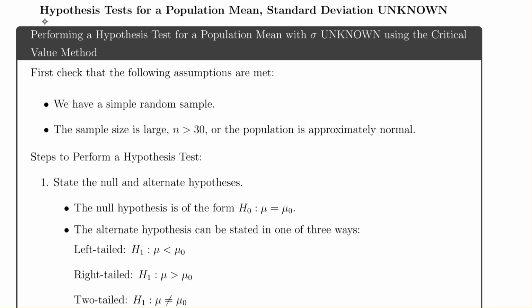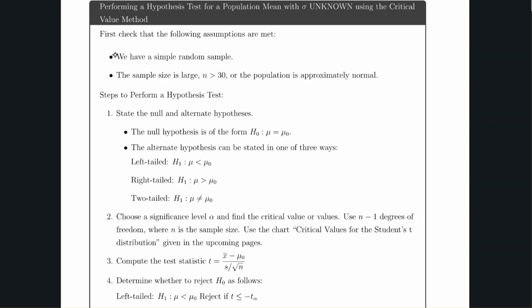In this lesson, we will discuss hypothesis tests for population mean when the standard deviation is unknown. We first begin and check a few quick assumptions. Verify you have a simple random sample. The sample size should be large, greater than 30, or our population is approximately normal. If both of these are met, then we can go forward to our steps to perform the hypothesis test.